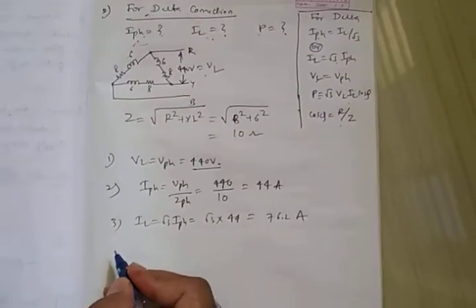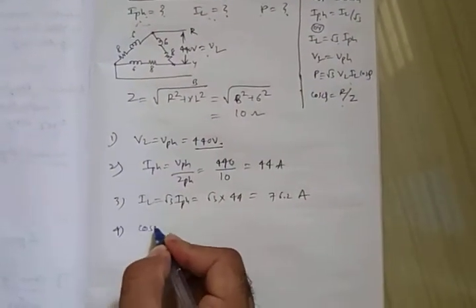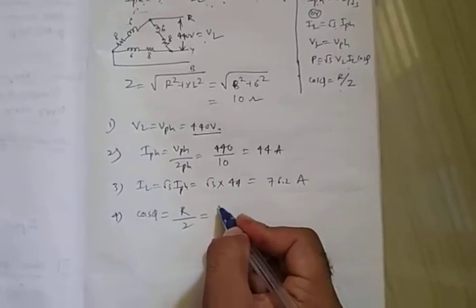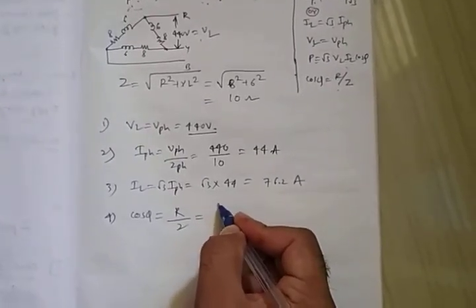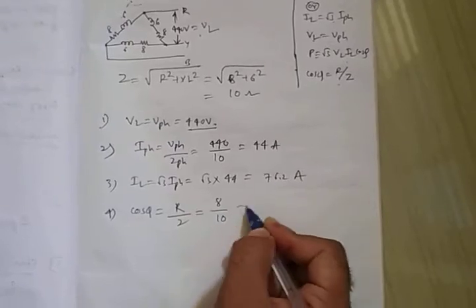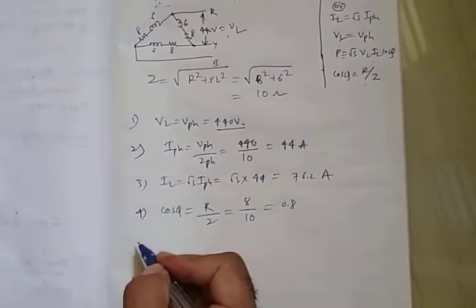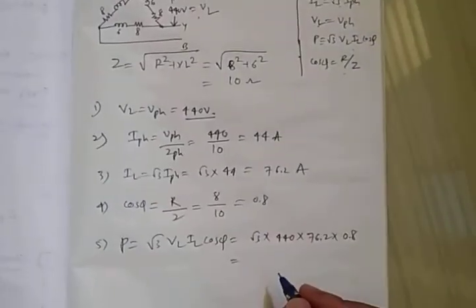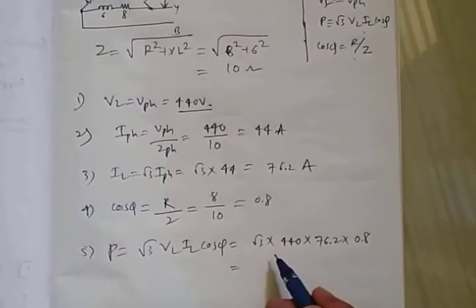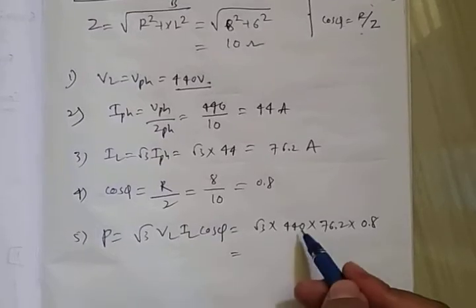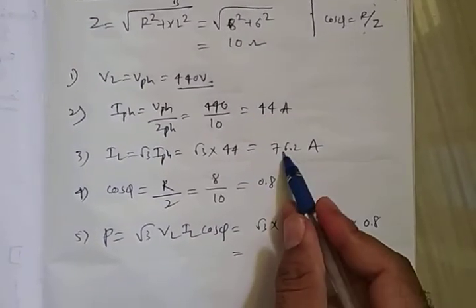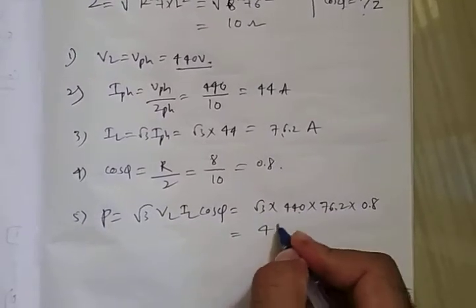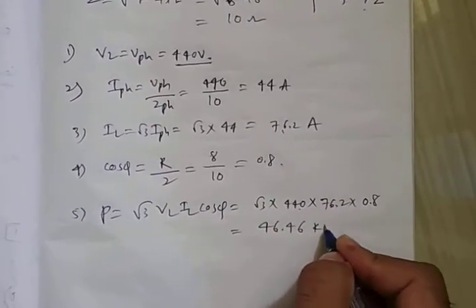And next step is power factor, because to calculate the power we require the cos phi value. That's why power factor is equal to 8 by 10, 0.8. And last step, total power is equal to root 3 VL IL cos phi. That is, substitute the values VL 440, IL 76.2 ampere, and power factor 0.8. So you'll get 46.46 kilowatt.